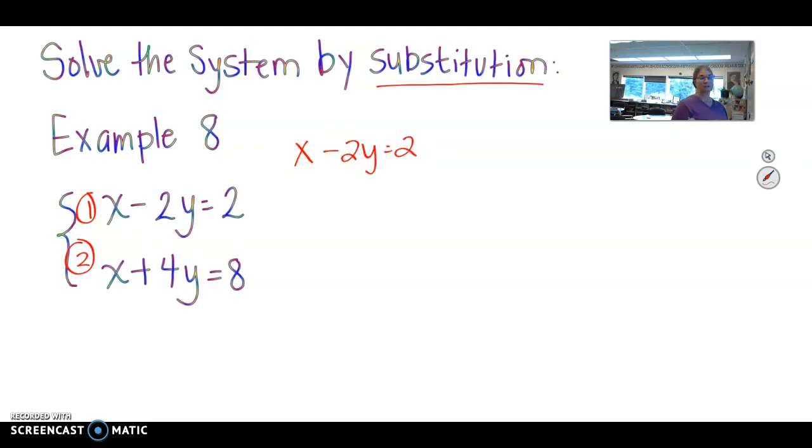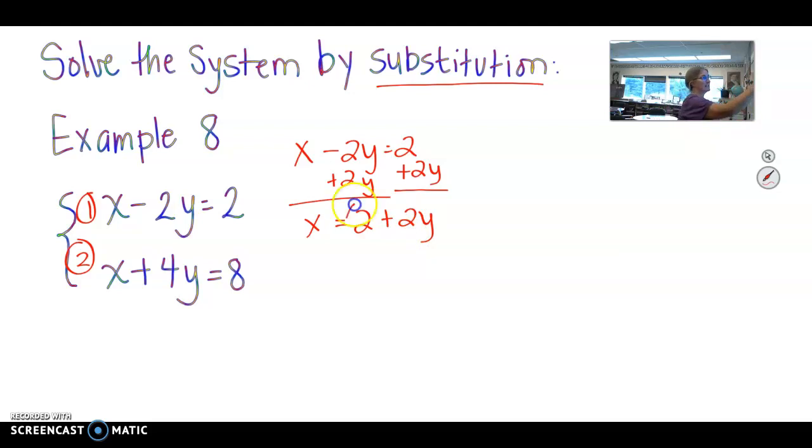If it's difficult to solve for x or y, then the substitution method is probably not the one you want to use, and we're going to look at that in a minute here. Okay, so I'm going to solve for x by adding 2y to both sides. So I end up with x on this side, and it equals 2 plus 2y. So that's equation 1, just rearranged so that it's solved for x.